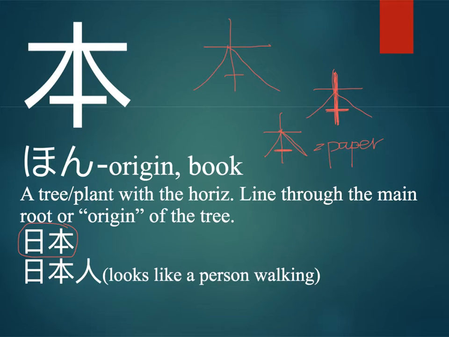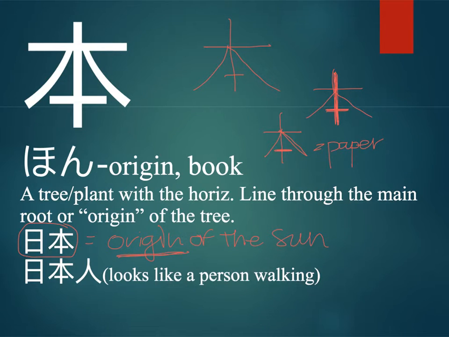So what does Nihon mean? If we put it all together, it means the origin of the sun. Origin of the sun. Or, as we know, Japan is the land of the rising sun. They think the sun originates in Japan.